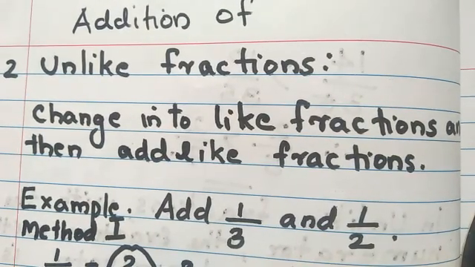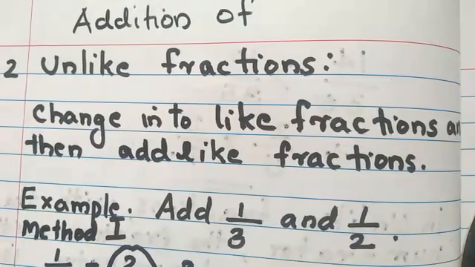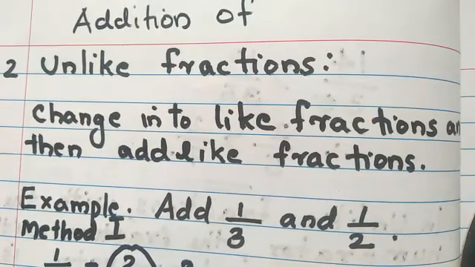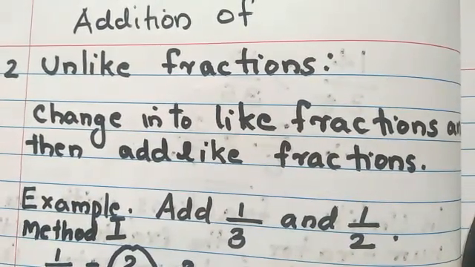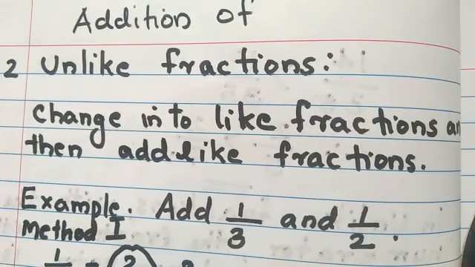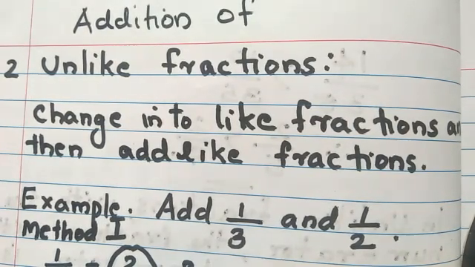Children, in the last class we found the addition of like fractions. Today we have to discuss addition of unlike fractions. In the case of unlike fractions, the fractions change into like fractions and then we add like fractions. So first we can do one example.